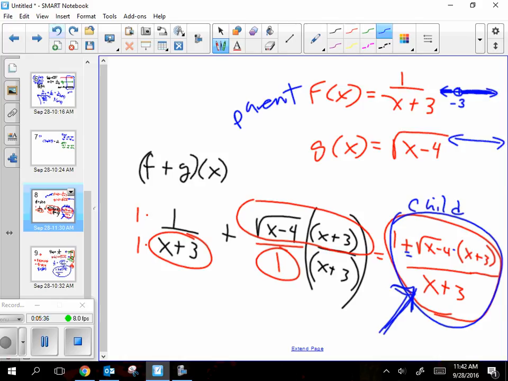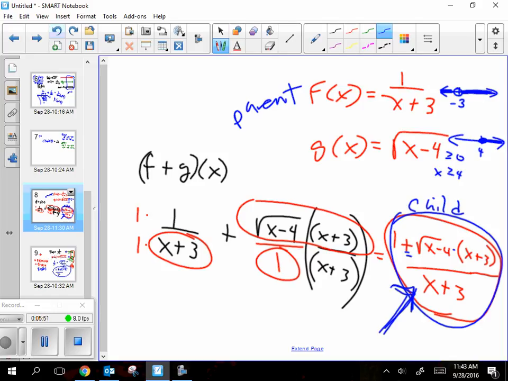What's the domain on this guy? You set the under root greater than or equal to 0, so x has to be greater than or equal to 4. So here's 4, and it has to be greater than or equal to that. Those are the two parent domains.